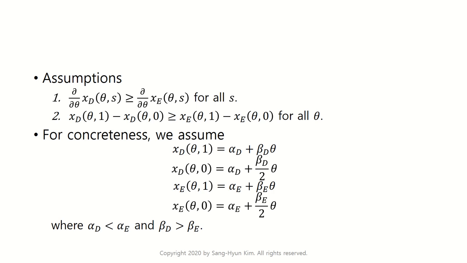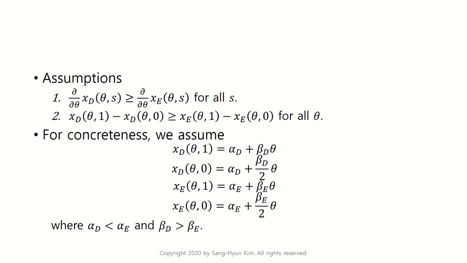So the slope is beta D over 2. If you make an investment, then the slope of this xD function doubles, right? And that's the same for XE. XE(theta, 1) is alpha E plus beta E times theta, and XE(theta, 0) is alpha E plus beta E over 2 times theta.